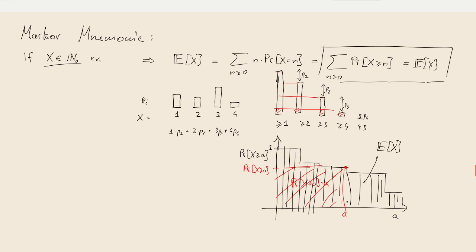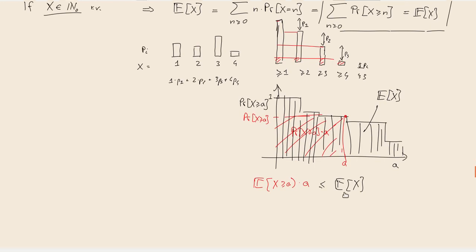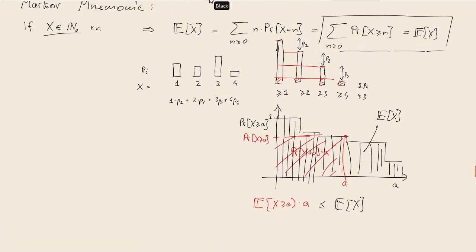And since the red part always has to lie under the curve, you have proven that probability times A is at most this, and that's nothing but Markov's inequality. So I hope this helps you remember this helpful inequality, because you will find it helpful in many cases.